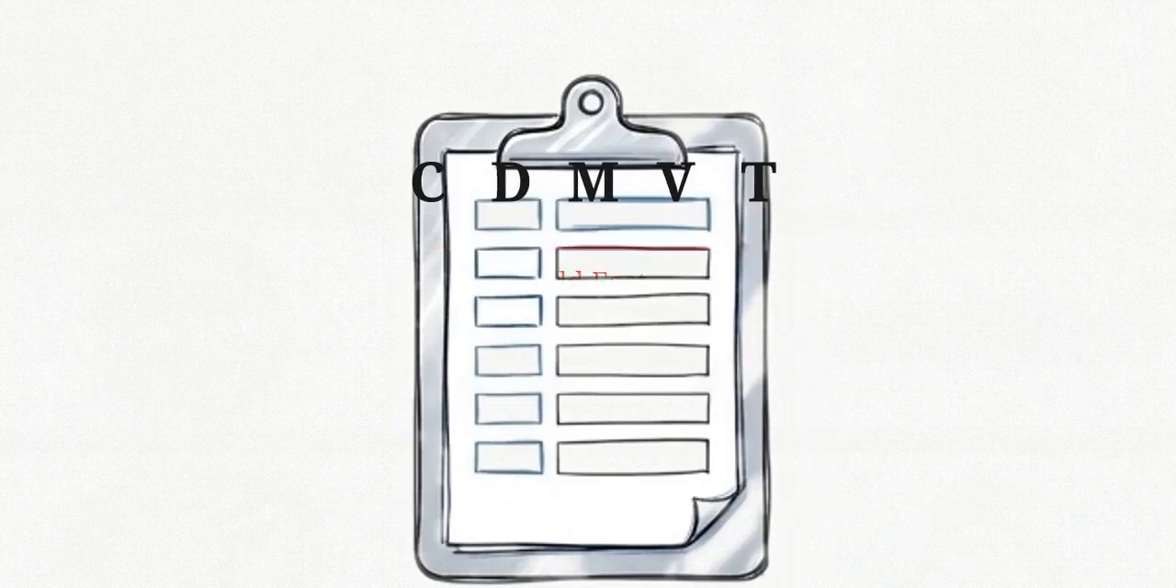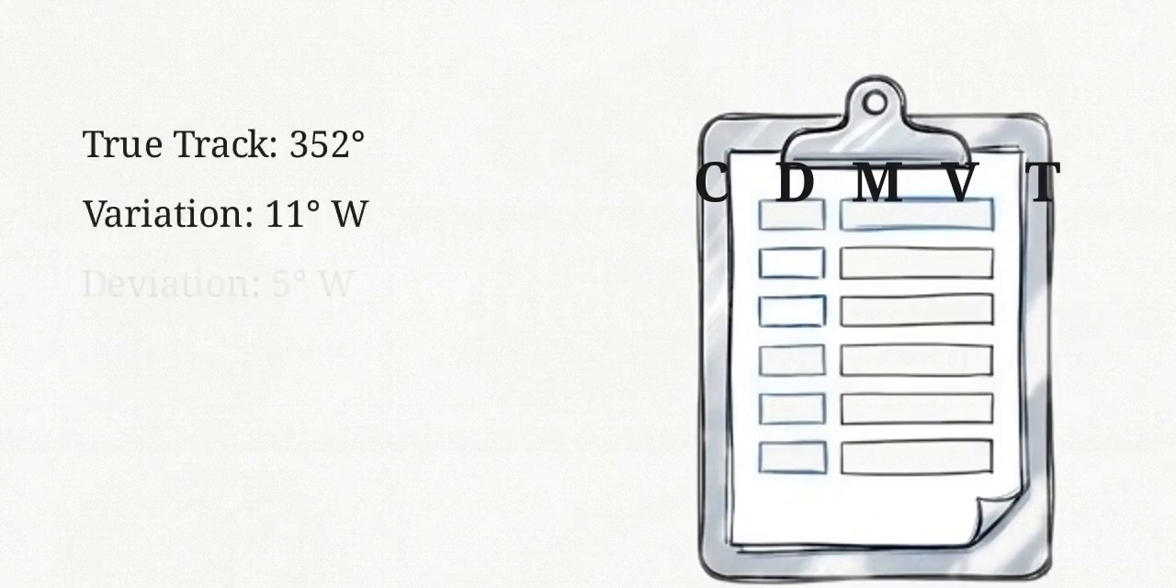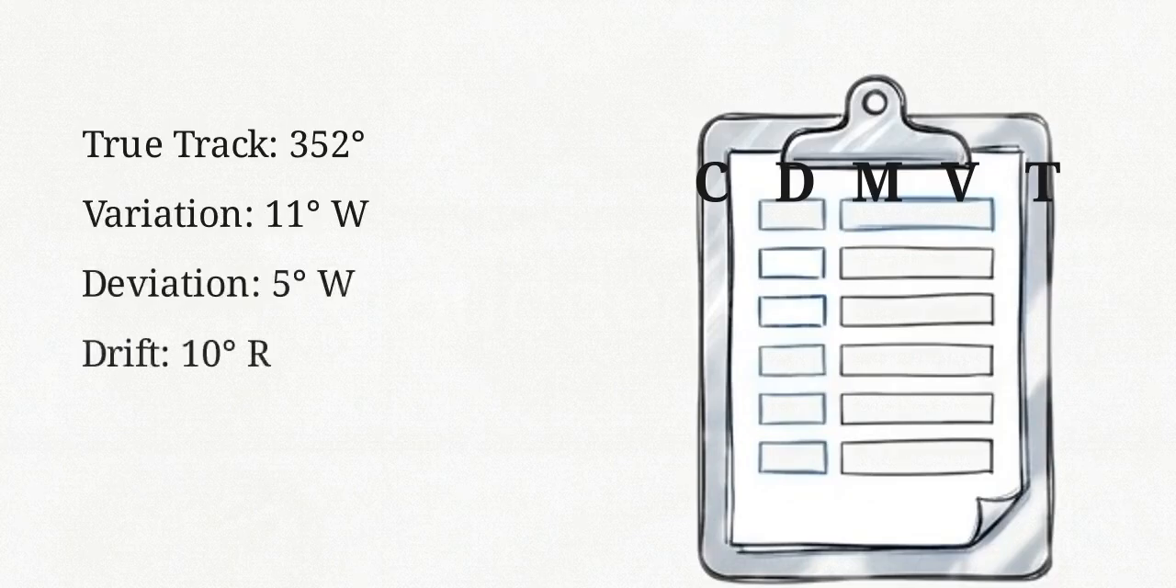We manage these directional shifts using the CDMVT conversion protocol: compass, deviation, magnetic, variation, true. The standard rule of thumb moving left to right is KDET. From compass to true, add east. Let's apply this to a standard DGCA problem. We have a true track of 352 degrees, a variation of 11 degrees west, a deviation of 5 degrees west, and a drift of 10 degrees right. We need to find the compass heading.